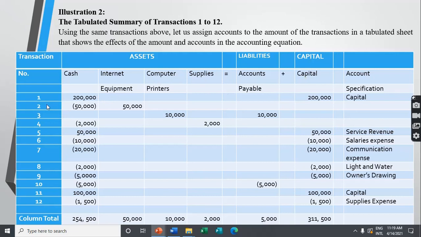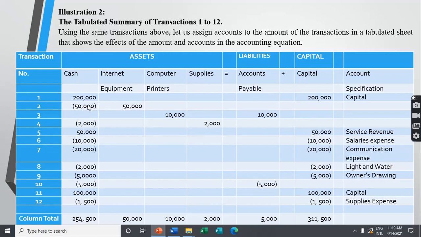So, dito sa transaction number 1, sabi kasi dito, yung business nag-invest ng internet business for 200,000. So, nadagdagan yung cash mo. Tama? And then, at the same time, nadagdagan din yung capital mo. So, both side is increased by 200,000. So, ano yung account specification niya? Yung capital.